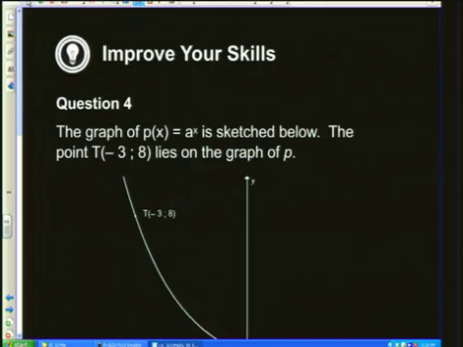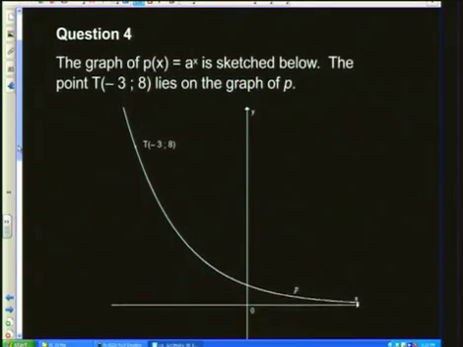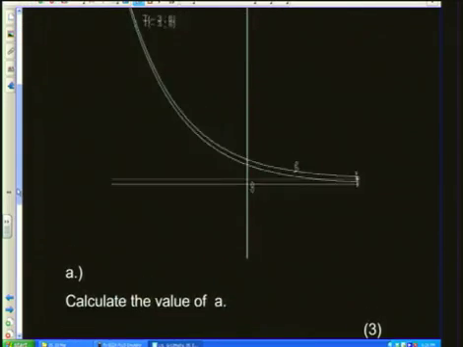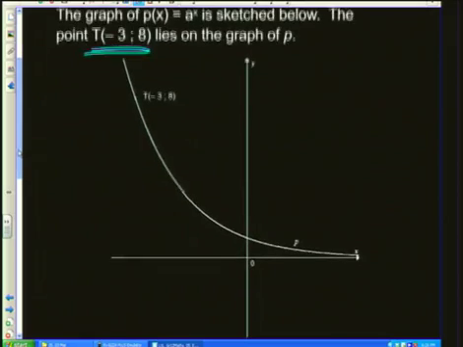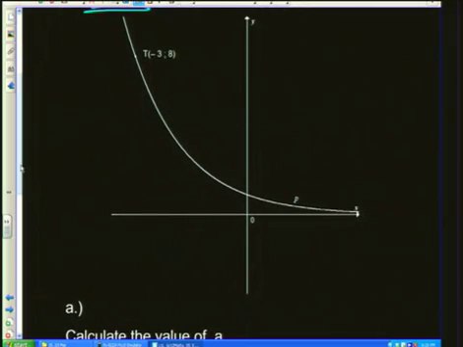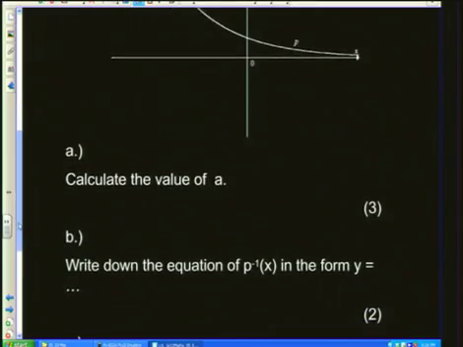Now next question, which is now question number 4. It says the graph of p of x equals a to exponent x is sketched below. The point minus 3, 8 lies on the graph. That's very important. The point minus 3, 8 lies on the graph. So this point t is also part of your exponential graph. Now, calculate the value of a.